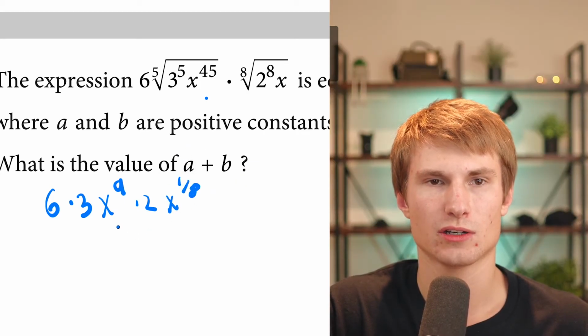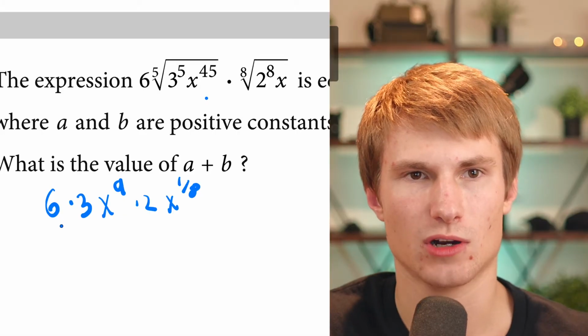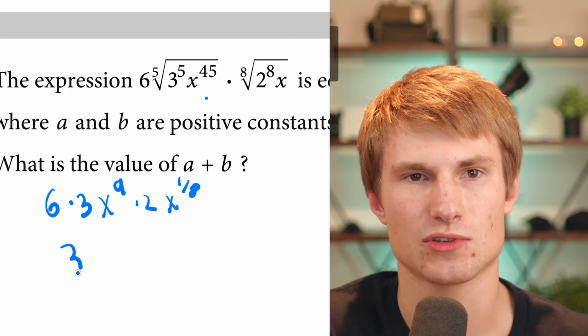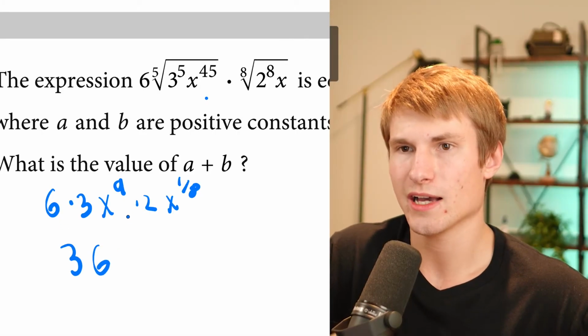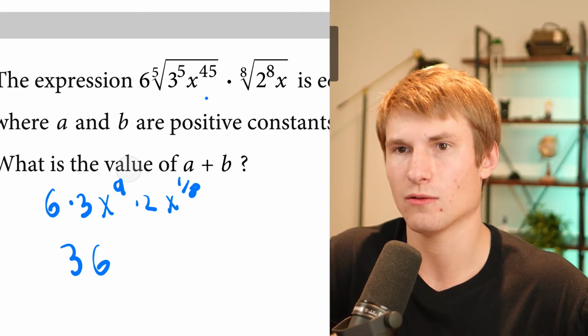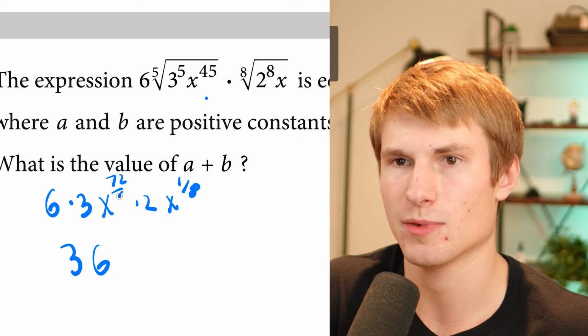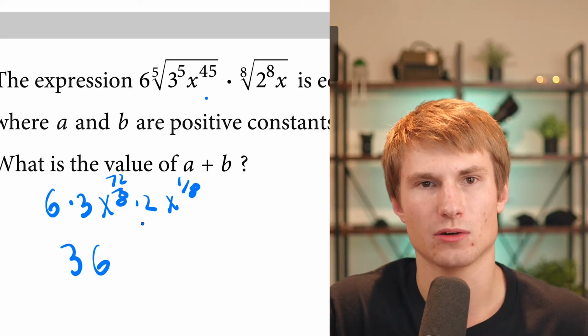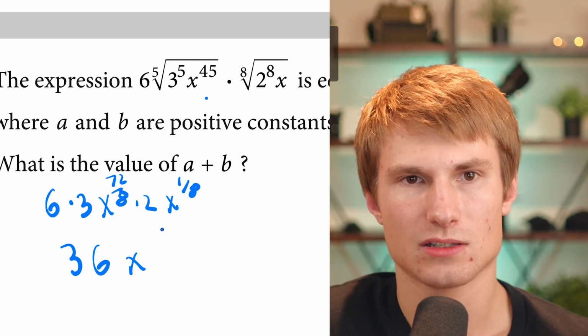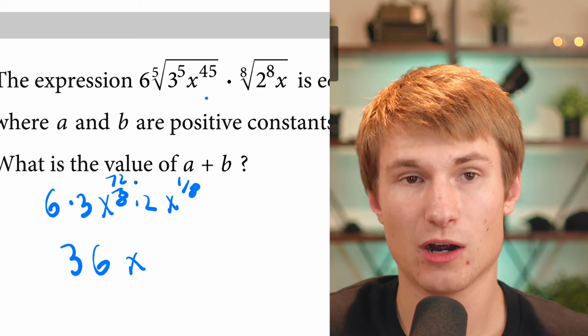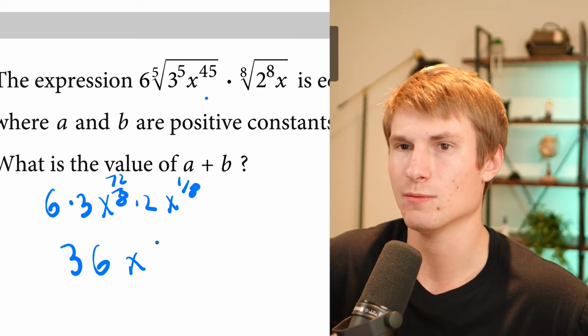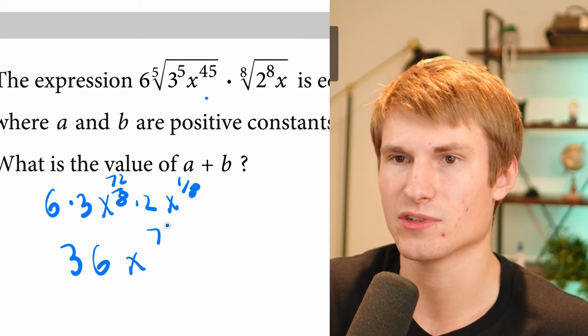All right, so from here, let's combine our similar terms. Let's start with our constant. 6 times 3 is 18, times 2 is 36. And then we're going to have x to the power of 9 times x to the power of 1 over 8. We'll take this 9 and multiply it by 8. That'll give us 72. So now we have x to the power of 72 over 8. Multiplying x to the power of 72 over 8 times x to the power of 1 over 8 means you sum the exponents, which will give you 73 over 8.